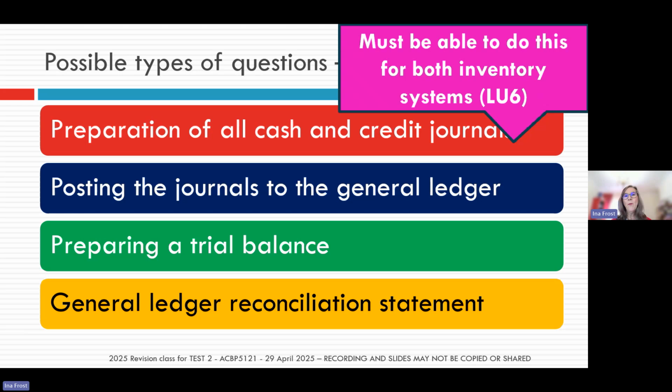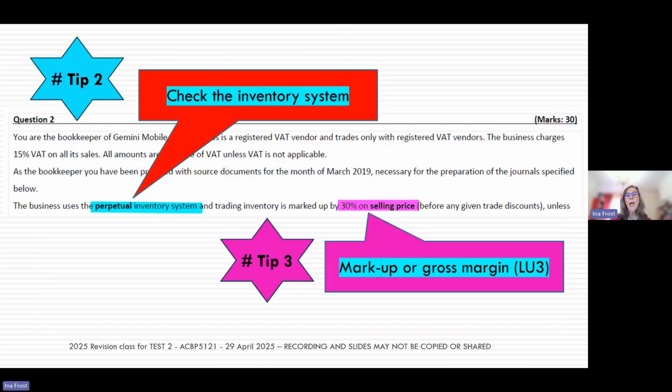So that's why in our first session we spoke specifically about the differences in these two systems, because you need to be able to do all the journals and the general ledger for both of these inventory systems. Remember, we spoke about this in terms of your little tips and tricks, because to be successful in your ACBP career, there's the preparation that you have to do. But then when you're in that test or exam venue, there are also certain things you can do to enhance your ability to do well this semester.